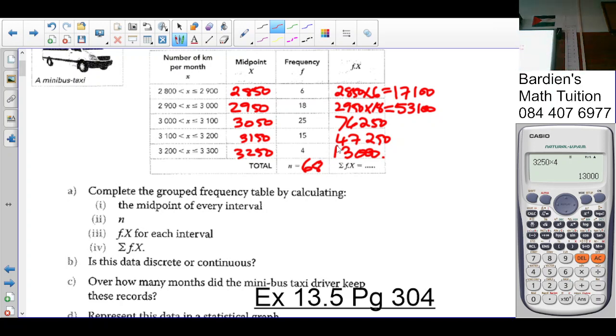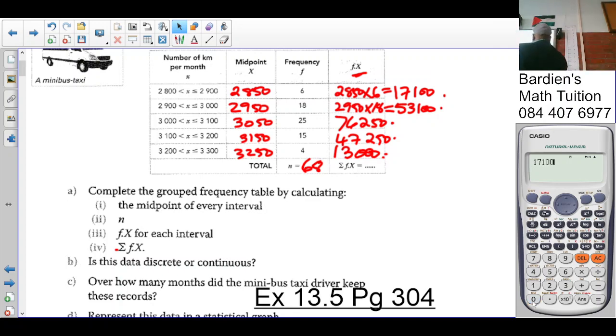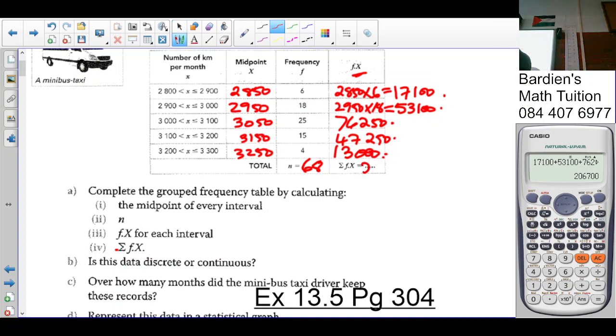Then it says here, the fourth is to work out the sum of. We all know what sigma stands for, no? The sum of the frequency times the class midpoint. In other words, I'm adding all of these up. You guys understand? So it's going to be 17,100 plus 53,100 plus 76,250 plus 47,250 plus 13,000. It's 206,000.